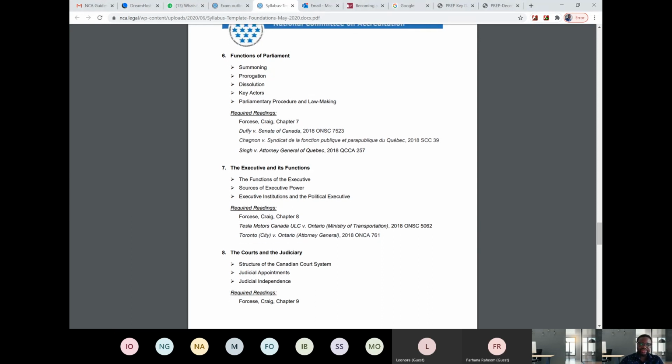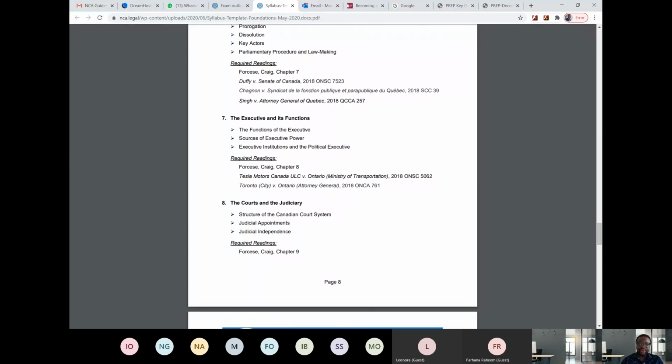We'll also look at the cases of Tesla Motors and Ontario, and Toronto City and Ontario. They will help us answer the question of whether municipalities are another level of government. They will also tell us about the actions of this executive. Are they reviewable by courts? What actions can be reviewed by the court? Is it all the actions of the executive that can be reviewed? What are the parameters? How do we know which actions are reviewable and which are not reviewable by the courts?